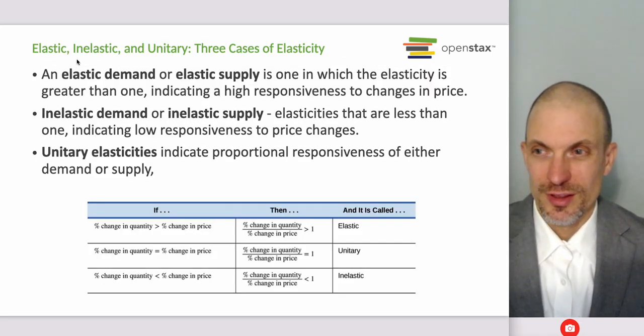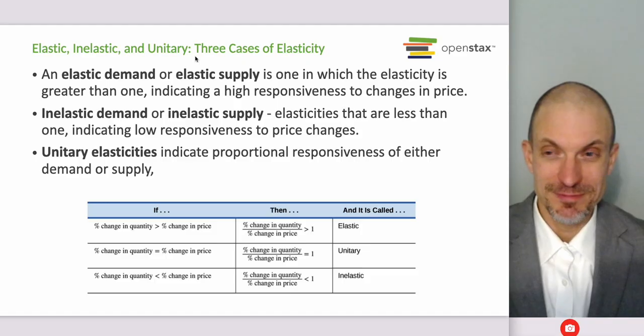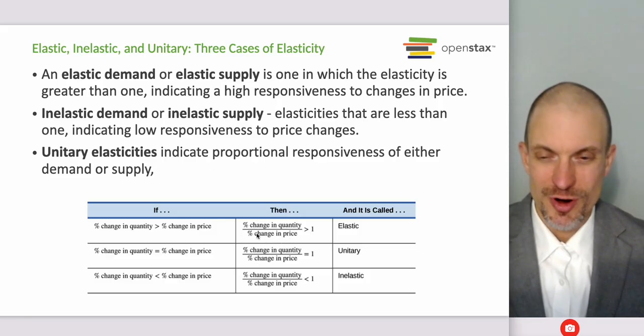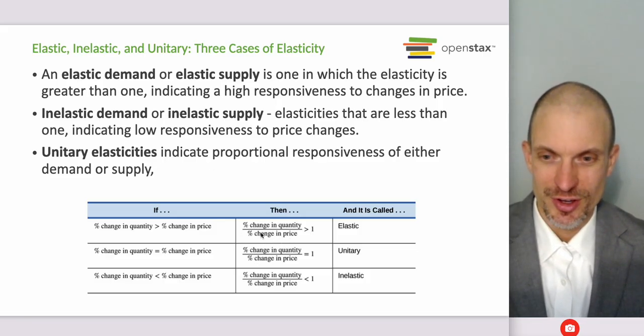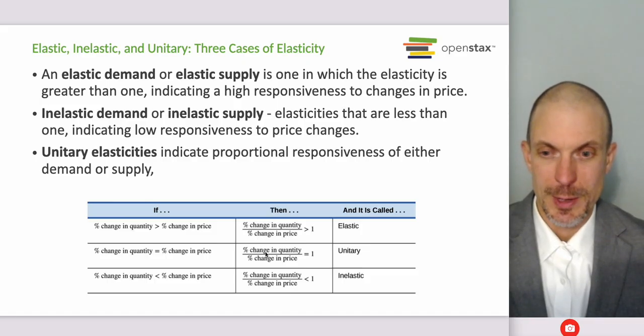All right, so then we have our delineations between elastic, inelastic, and unitary versions of elasticity. Elastic demand or elastic supply is very responsive. Inelastic demand or inelastic supply is very unresponsive. And unitary elastic is basically proportionally responsive. This table is a good description of what the formula looks like: percentage change in quantity divided by percentage change in price.